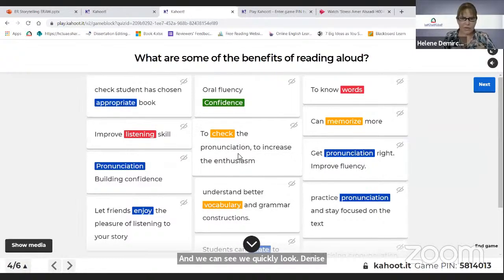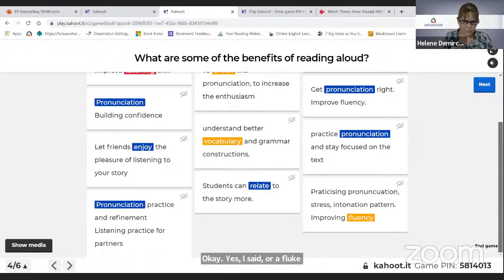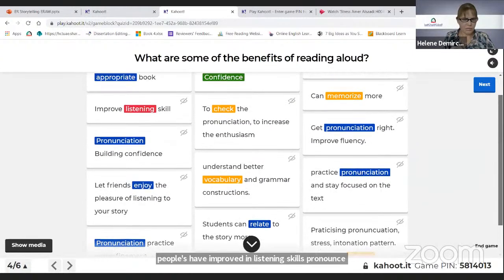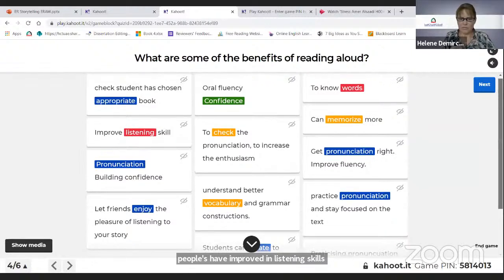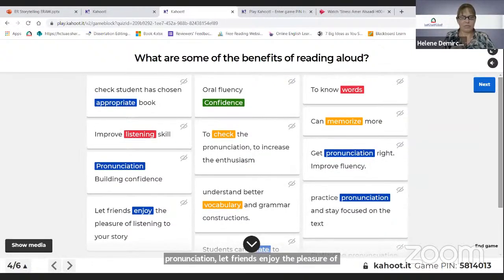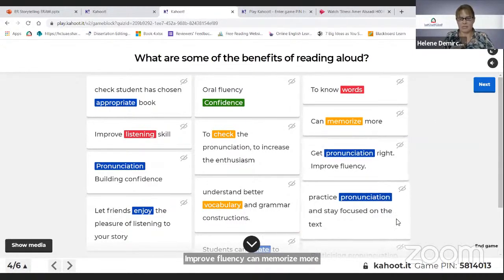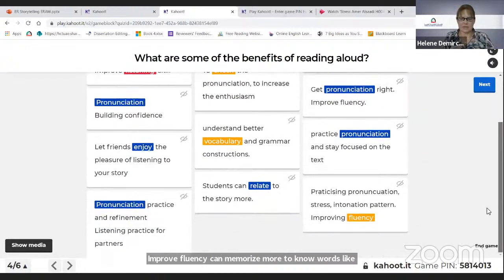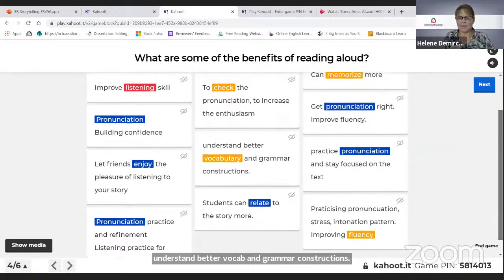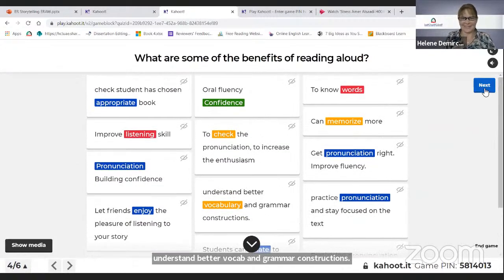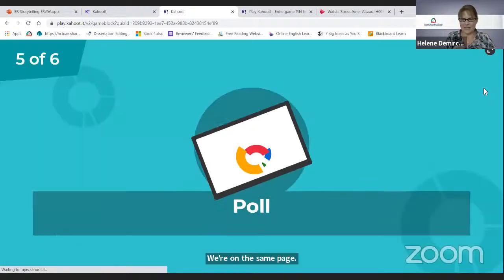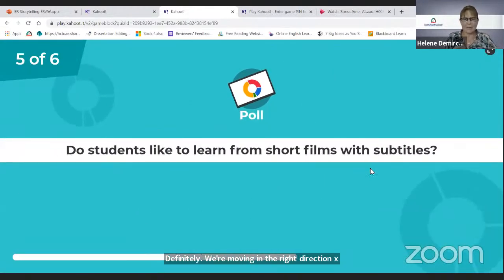Denise? Okay, yes. I said oral fluency and confidence. People said improving listening skills, pronunciation, let friends enjoy the pleasure of listening to your story, improve fluency, can memorize more, to know words. Excellent. Understand better vocab and grammar constructions. Relate to other stories, yeah. Excellent. Lots of great ideas, I feel, there. We're on the same page. Yeah, definitely. We're moving in the right direction. Excellent.